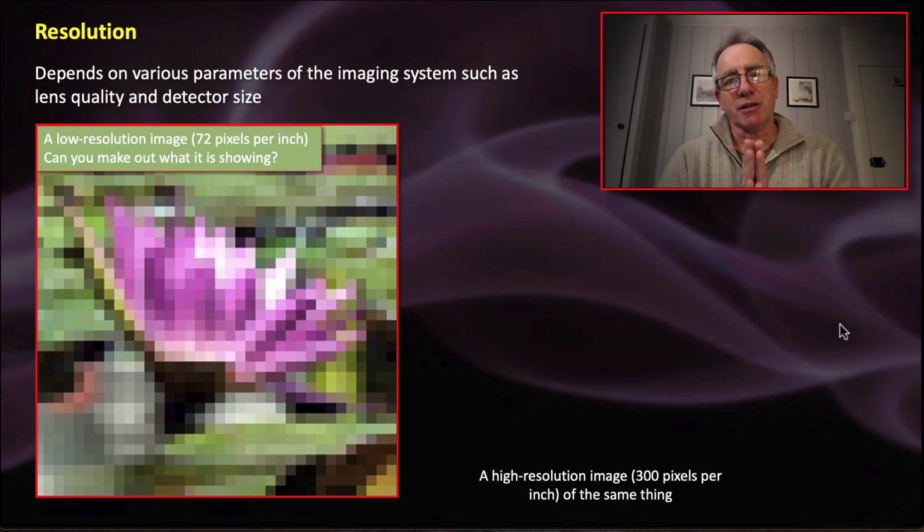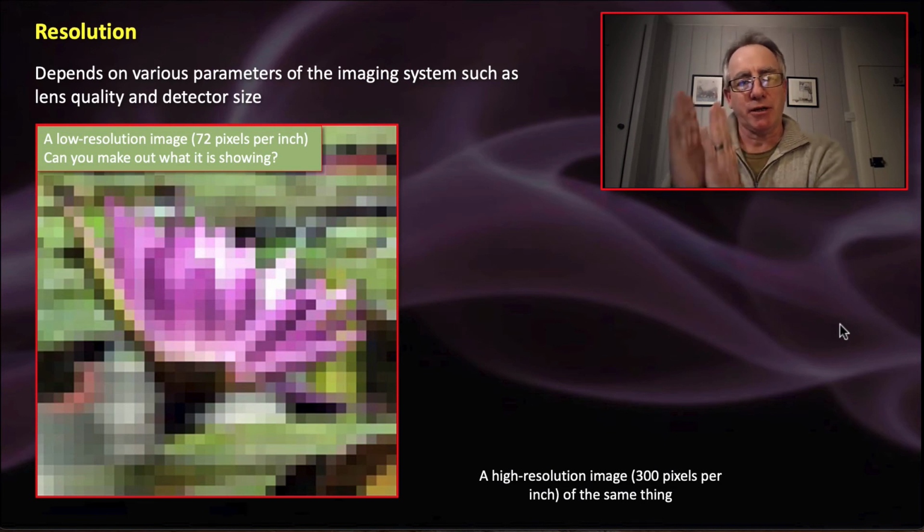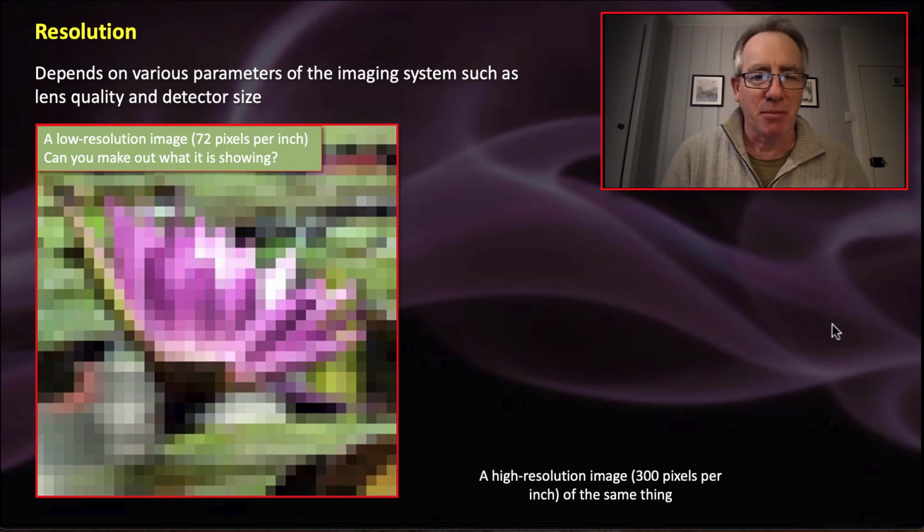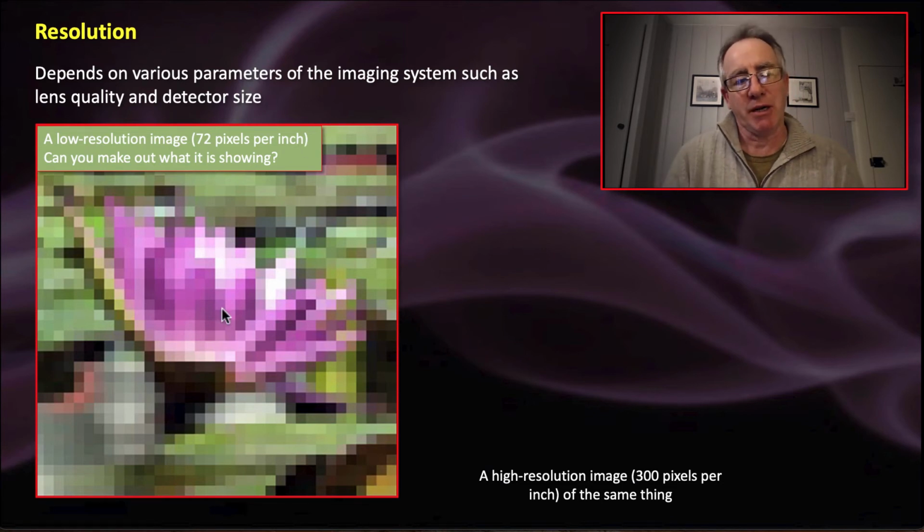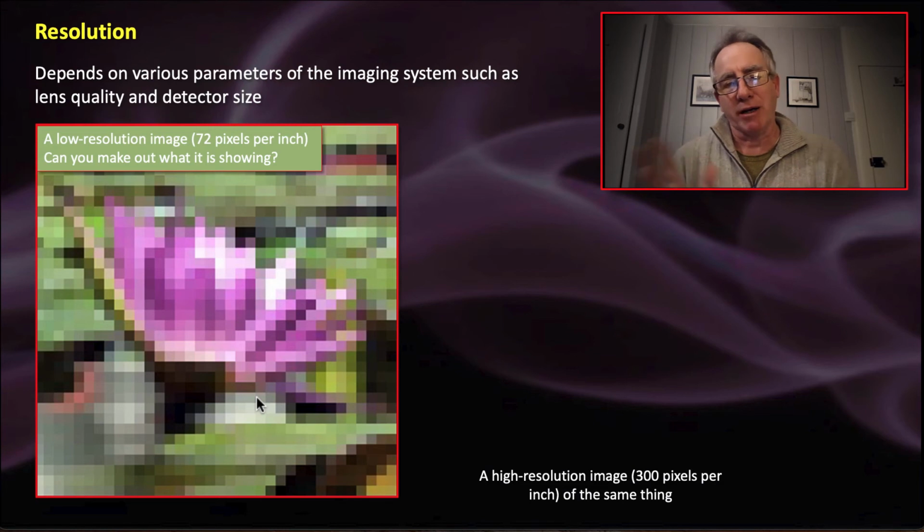And just in case the concept of resolution hasn't quite gotten into your brain, what's that a picture of? You might be able to have a guess by looking at it. A low resolution image, 72 pixels per inch. Can you make out what it's showing? I think I'm biased because I already know what it is. Do you know what it is? You might be able to make out what it is by looking at that picture there, but that would be said to be a very low resolution image.